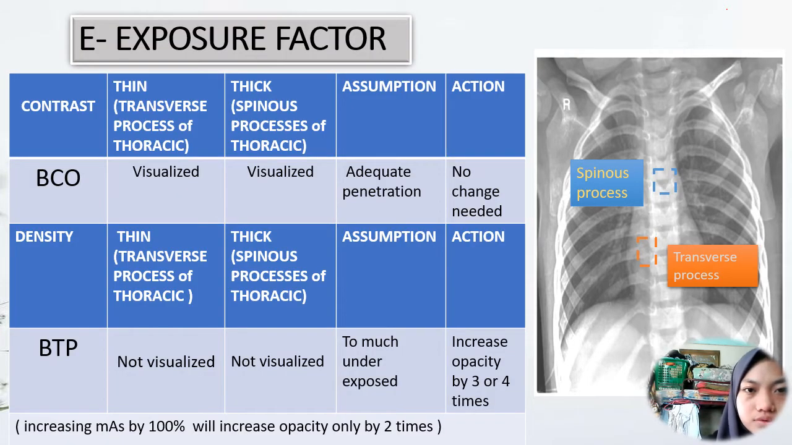E for exposure factor. First, the kVp used is adequate for penetration and radiograph contrast. This is because the bony cortical line of thin structure, which is transverse process, is visualized, and the thick structure, which is spinous process, also visualized. So no change needed.